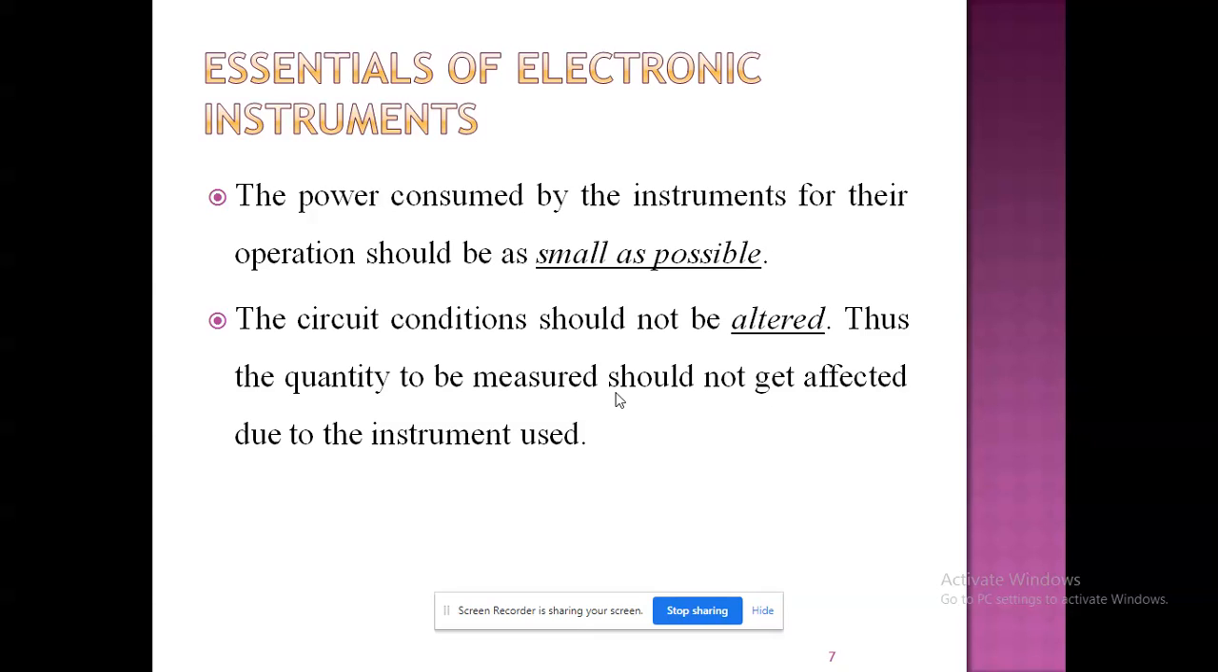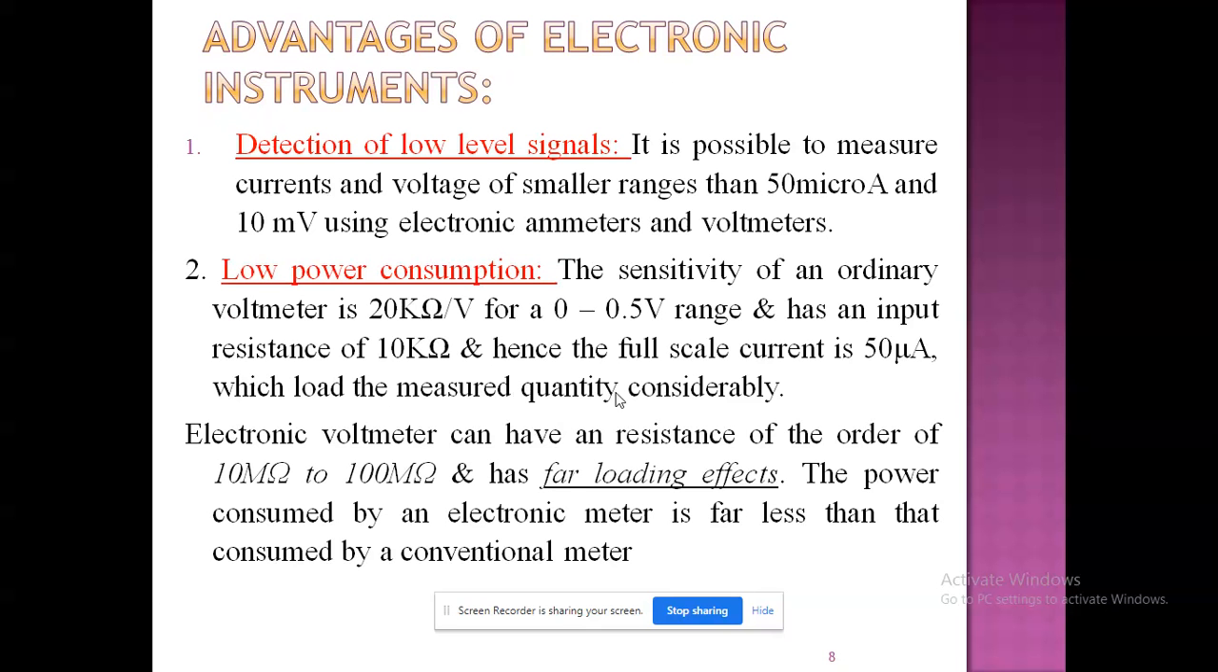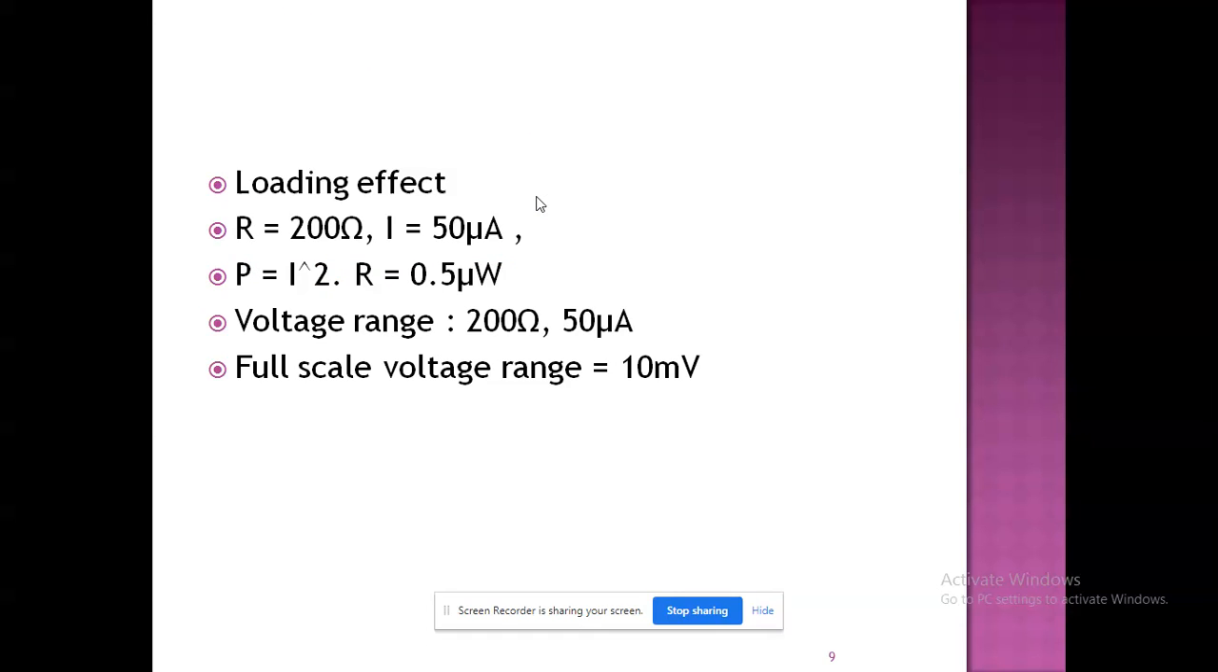Now, knowing the essential requirement of electronic instrument, let us see the advantages of these electronic instruments compared to an analog instrument. One of the advantages of the electronic instrument is detection of low level signal. So let us take a small example for this. Let us see the loading effect. Okay. So let us examine the loading effect.